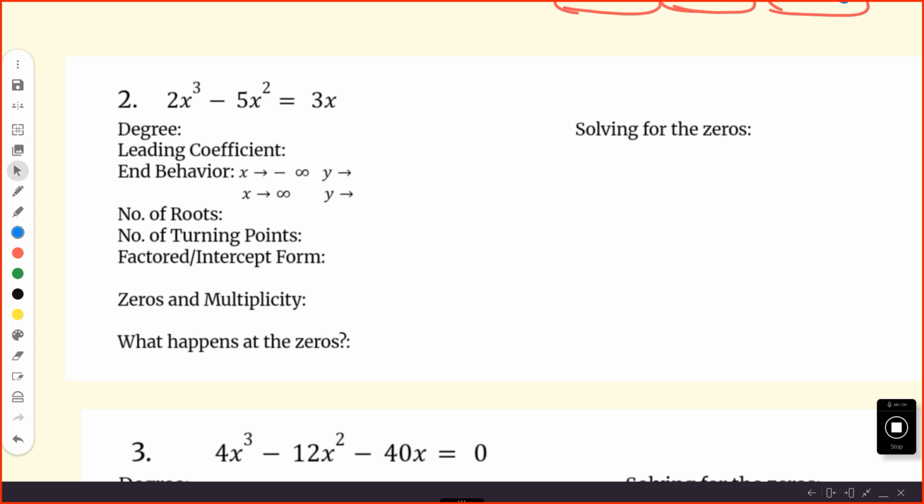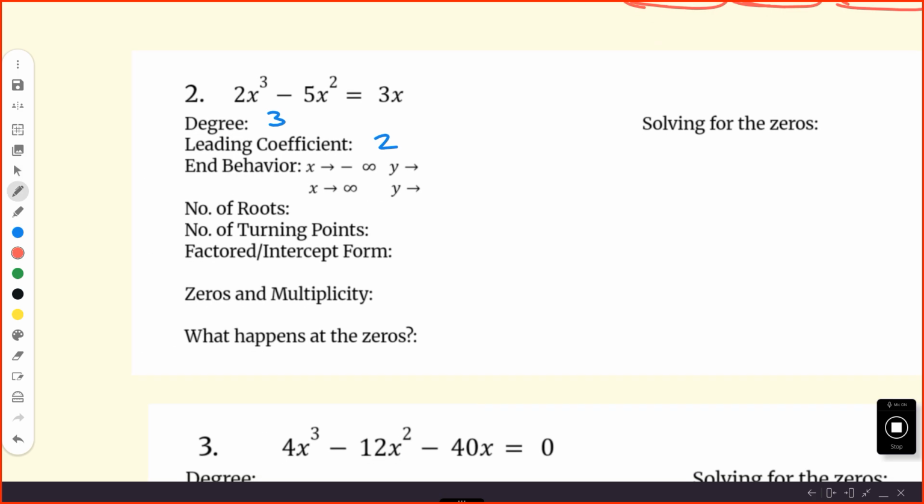So we're given this polynomial, 2x cubed minus 5x squared minus 3x. So what is the degree? Degree is 3. What is the leading coefficient? 2. And this is the same as what we had in the first polynomial, right? Because that's odd, positive. So that means it's going to be increasing. So this one is going to be negative infinity at the left.